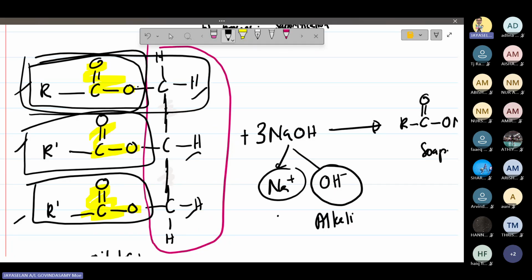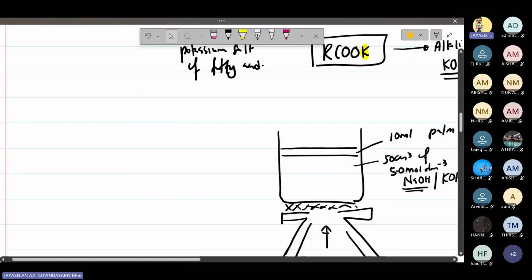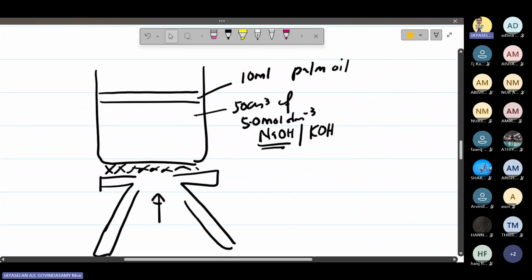So here you get one soap, here you get one soap, here you get one soap. So in one molecule, you will get 3 molecules of soap. Any question? No question? Okay, so we take this sodium hydroxide.